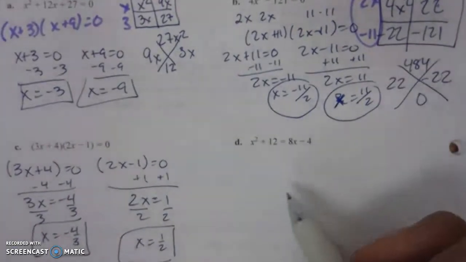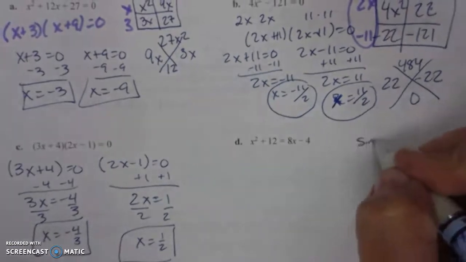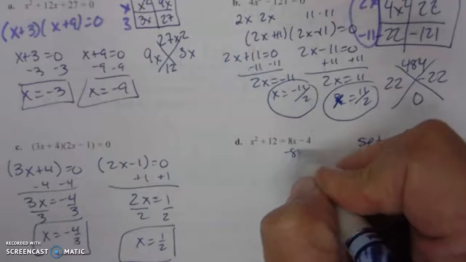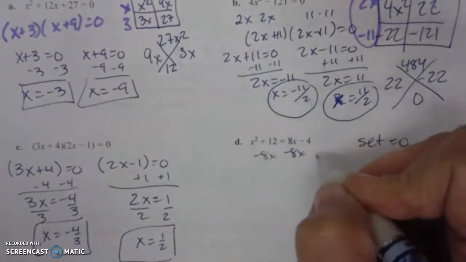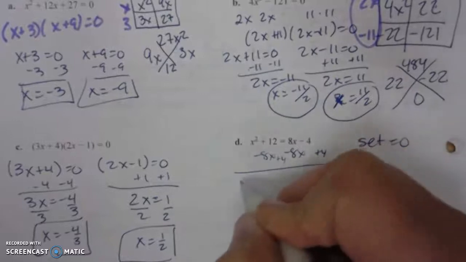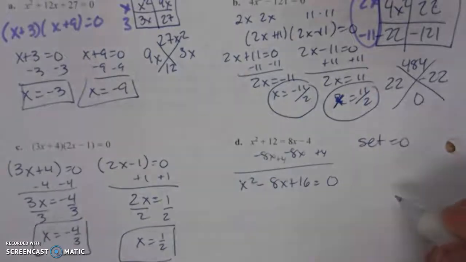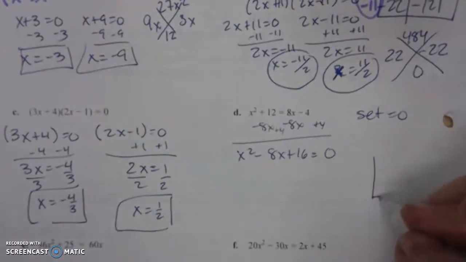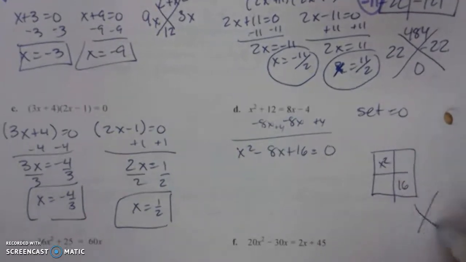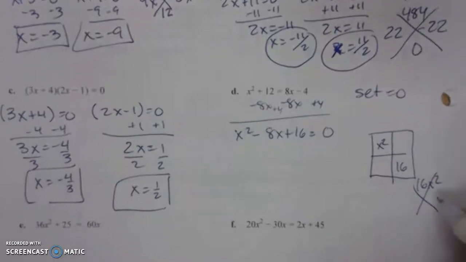Well, when I have to decide what I'm going to use for this strategy, the first thing I need to do is set it equal to 0. So I'm going to subtract 8x from both sides, and I'm going to add 4 to both sides. So I'm going to get x squared minus 8x plus 16 equals 0. And again, if I can factor, factoring makes it so nice. So we get x squared and 16. What numbers can you think of that multiply to 16, that I can get a negative 8x out of? Well, negative 4x and negative 4x. Negative times a negative is a positive. Negative plus a negative is a bigger negative.